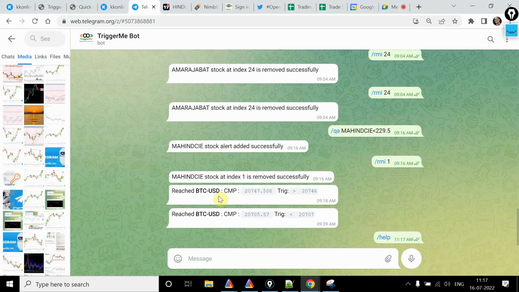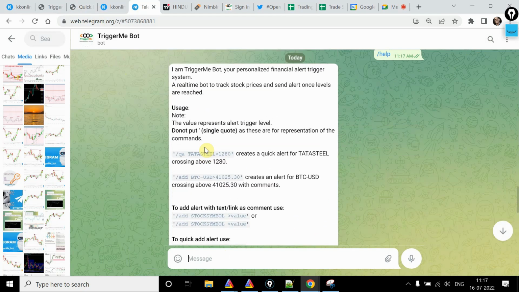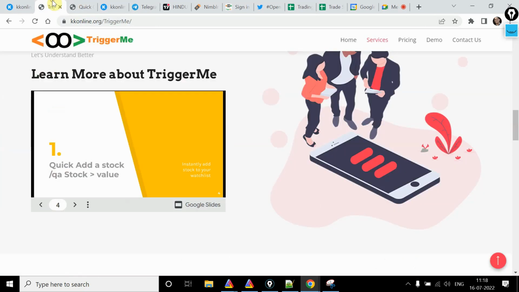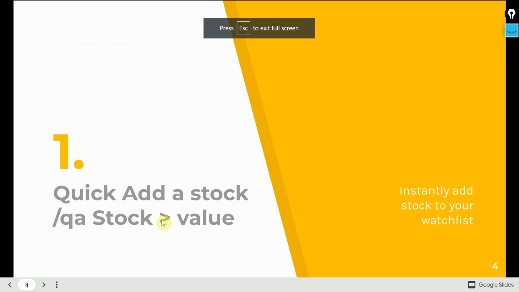Whenever you are monitoring something, you would like to have information of the system. It will give you a welcome message and tell you how to use the system. QA basically refers to quick add, right? If I come over here in this particular slide, I would see a quick add, a stock, a trigger and a value. What does it mean? I want to instantly add a particular stock in my watch list, right? I'm a new user. I want to add Tata Steel closing below 870 as my trigger price, right?